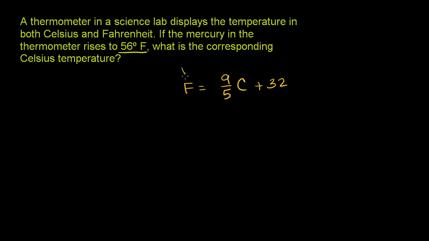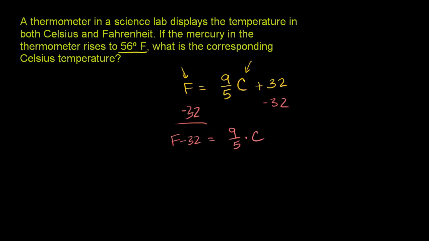Now, what they've given us is the Fahrenheit temperature, and we need to get the Celsius temperature. I could just put the 56 in here and solve for C, and that will completely work. Or I could solve for C using this, so I have the equation for Celsius in terms of Fahrenheit. Either way. Let's do it the second way. If we subtract 32 from both sides of this equation, we get Fahrenheit minus 32 is equal to 9/5 times Celsius.